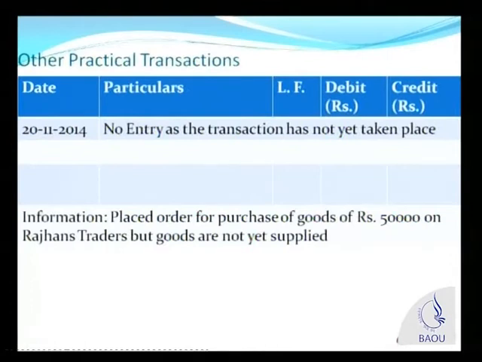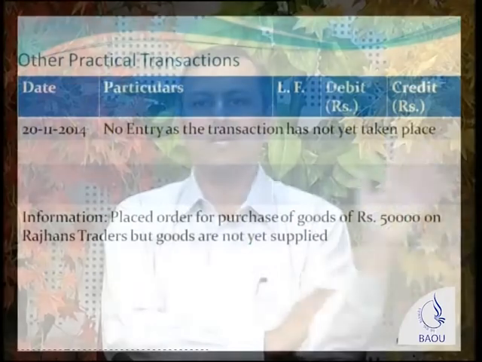on 20/11/2014 as no transaction has yet taken place. You need not even write this date. You need not even write that no entry is to be passed, only because we are continuing with the format of the journal comprising date, particulars, ledger folio, debit, credit, etc. I have written it here, but you need not even make any entry into the journal for such information given to you.